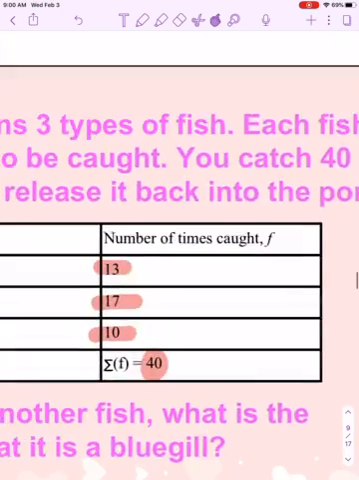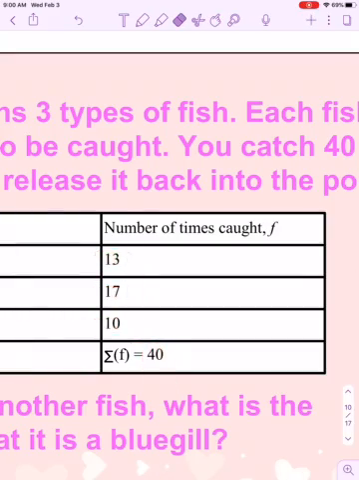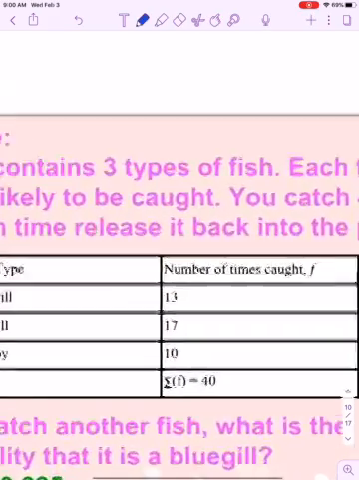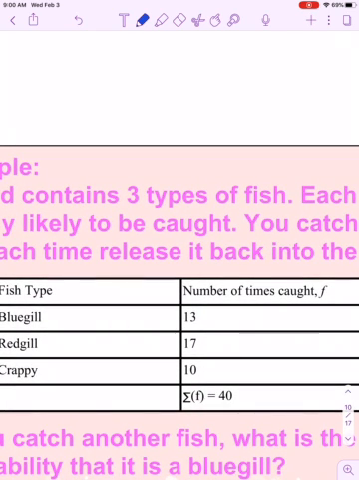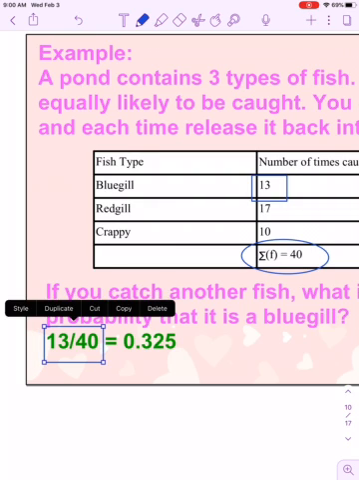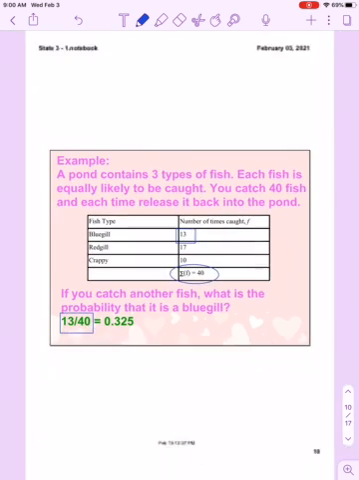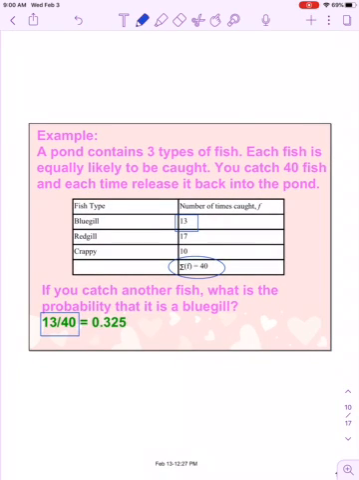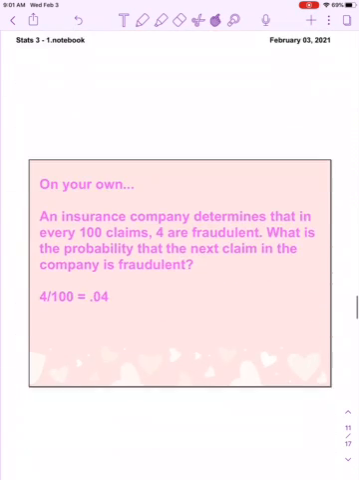So it says if you catch another fish, what's the probability that it's a bluegill? So you're going to use this information that you have to guess. You use your experimental probability to guess. So how many bluegill did you actually catch? 13. Out of how many total fish did you catch? 40. So you have a 13 out of 40. Based on what has happened in the past, you have a 13 out of 40 chance of picking it. You're going to leave it 13 out of 40, but if you want to, you can divide it out. So 0.325 chance. So experimental probability, you actually ran the experiment, this is what happened, versus theoretical, this is what should happen.